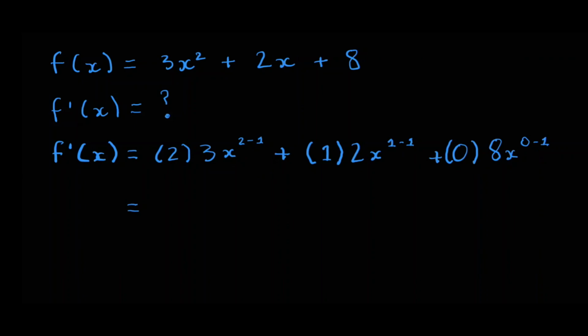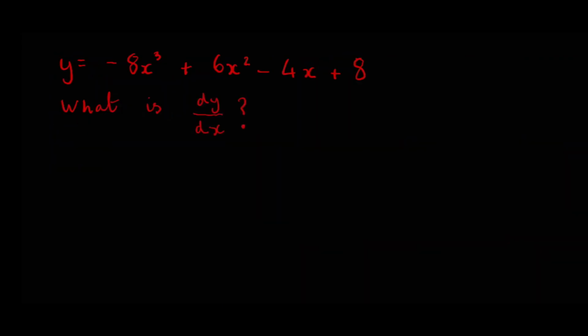So if we simplify this by multiplying all the coefficients and taking 1 from each power, we get 6x to the power of 1 plus 2x to the power of 0 plus 0. And then simplifying further, we just turn it into 6x plus 2. So this would be the final answer.